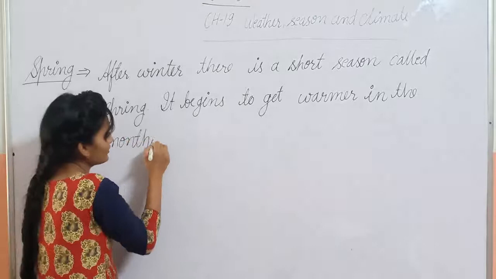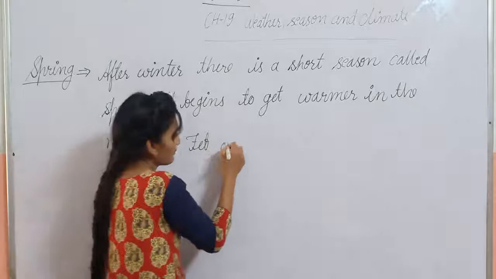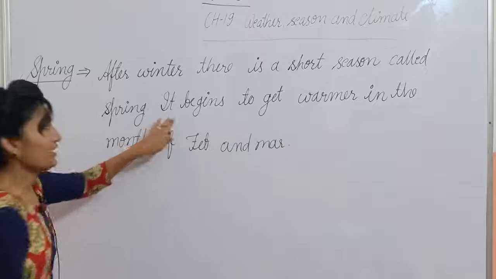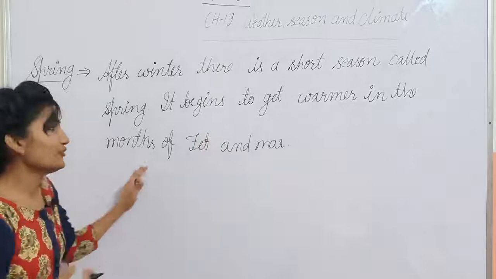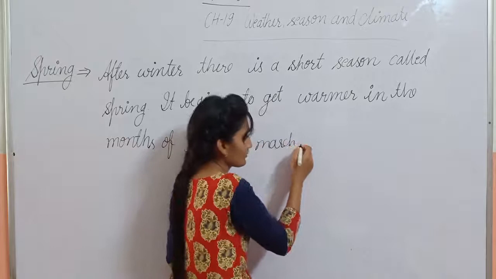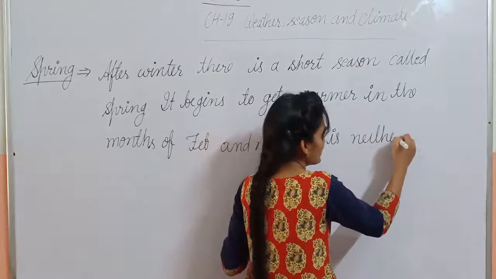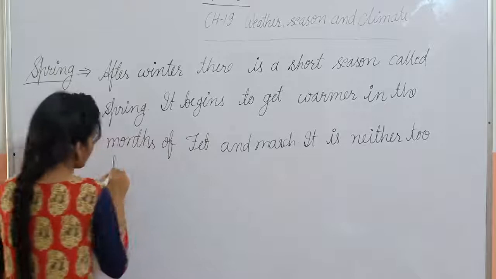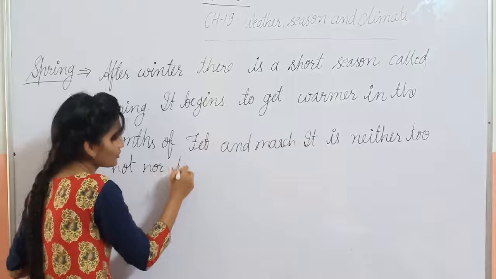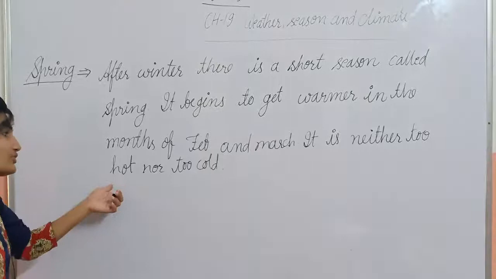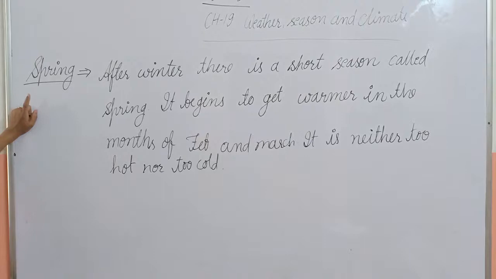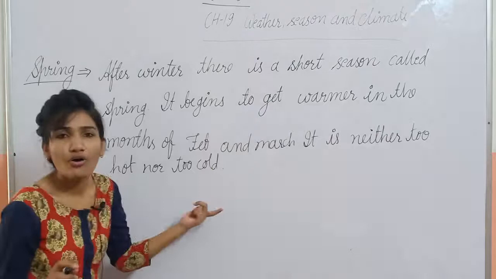In the months of February and March, it begins to get warmer. Din garam hone lagte hain in February and March. It is neither too hot nor too cold. In spring season, the days are not so hot and not so cold. Na hi jyada garam hote hain, na hi jyada thande.